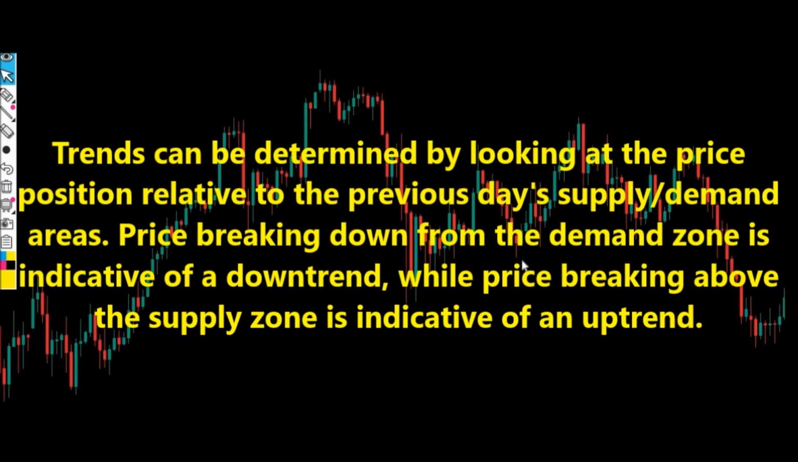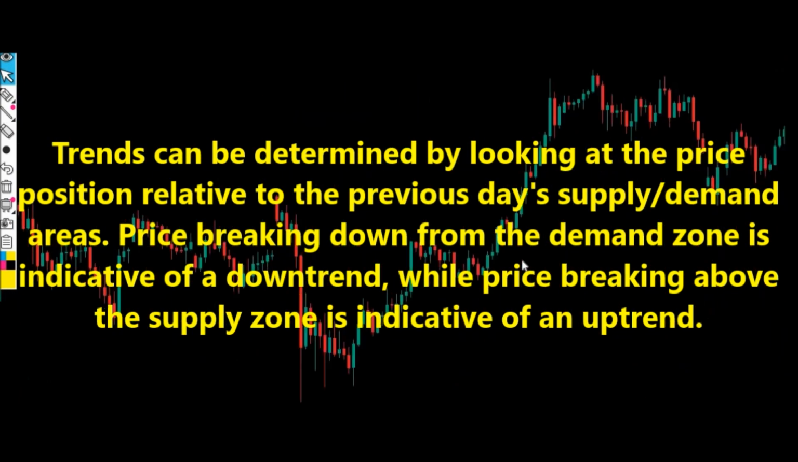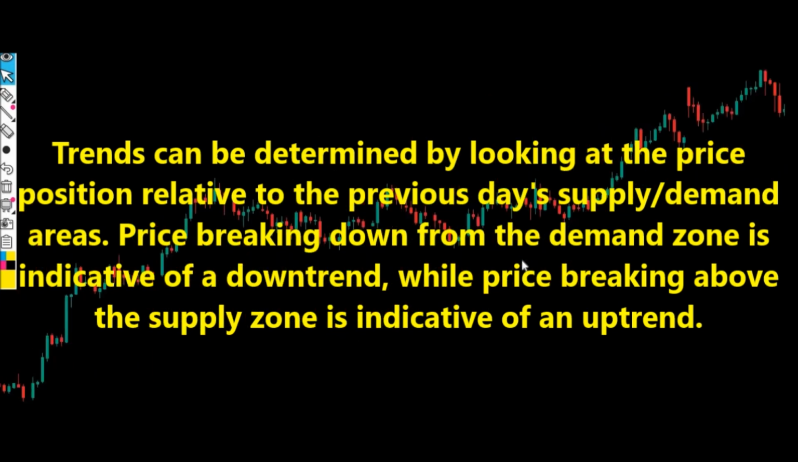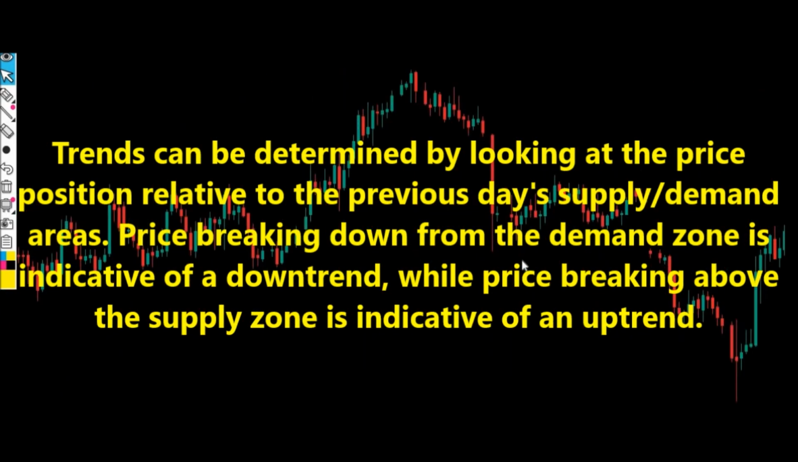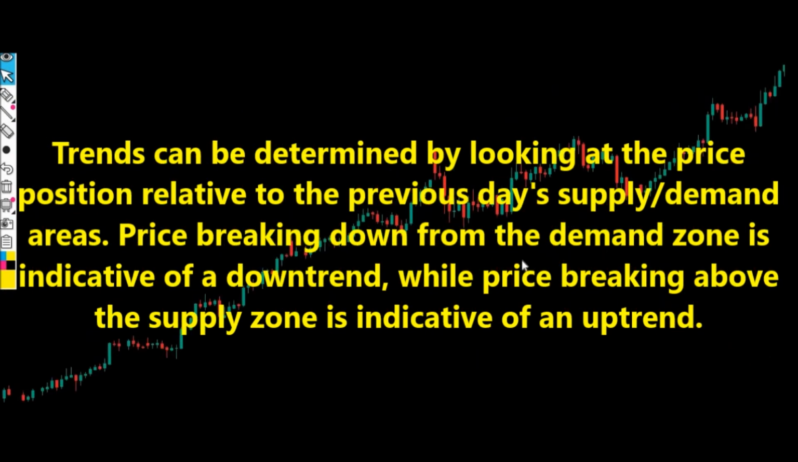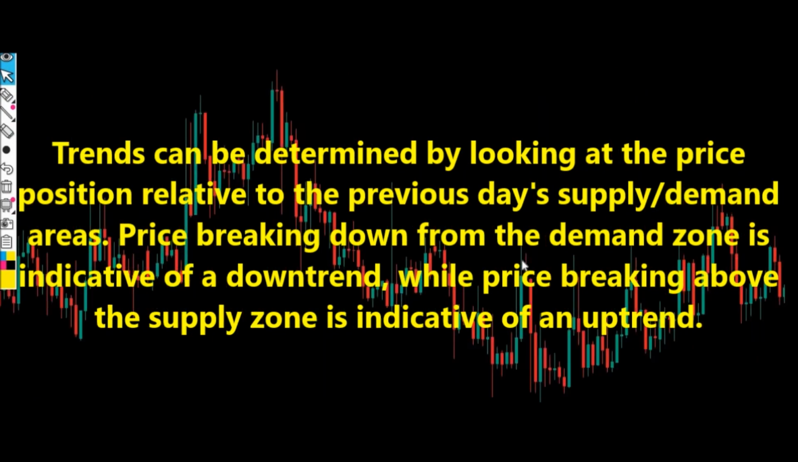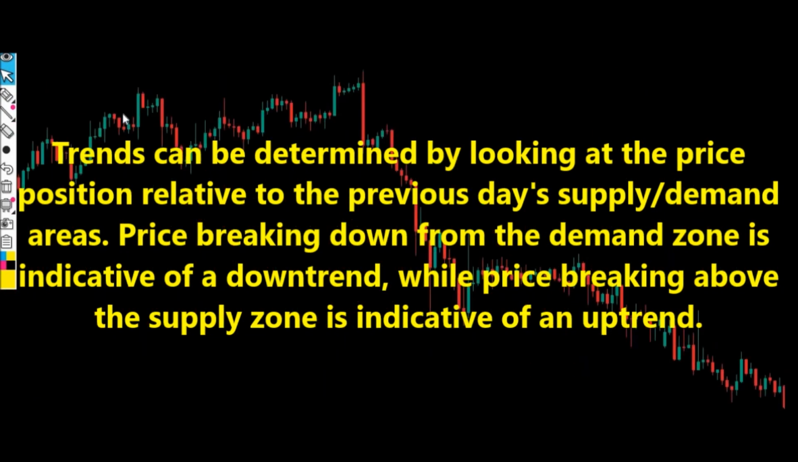Usage number 3, you're supposed to understand that trends can be determined by looking at price position relative to previous day supply and demand areas. Price breaking down from the demand zone is indicative of a downtrend, while price breaking above the supply zone is indicative of an uptrend, just as you can see on my chart right here.